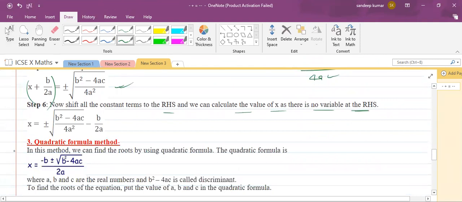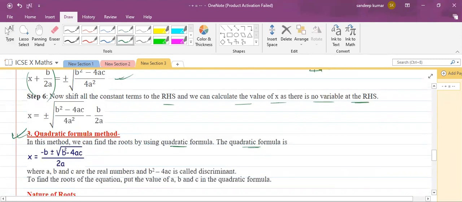Okay, the third method is a very important and very easy, the simplest method. That is the quadratic formula method. In this method, we find the roots by using the quadratic formula. Okay, the quadratic formula is x is equal to minus b plus minus square root of b square minus 4ac by twice of a, where a, b and c are real numbers, and b square minus 4ac is called the discriminant. Okay, discriminant d is nothing but b square minus 4ac.